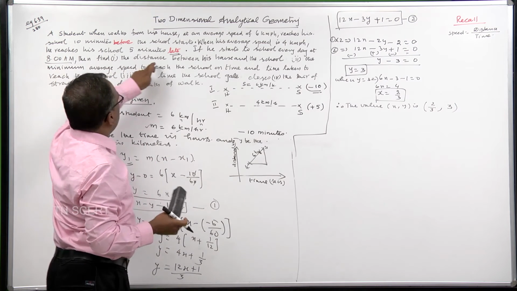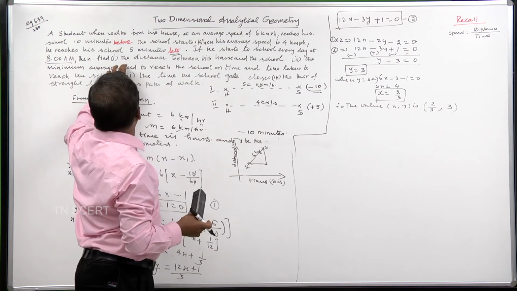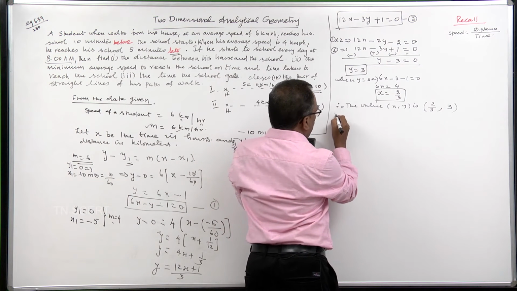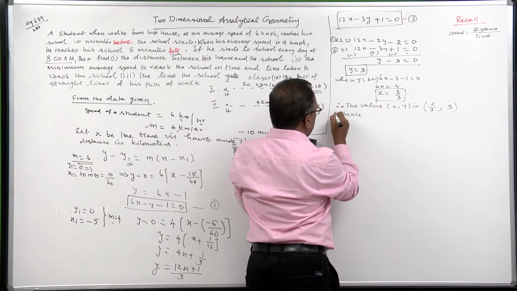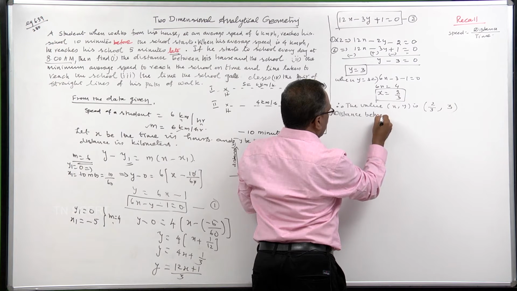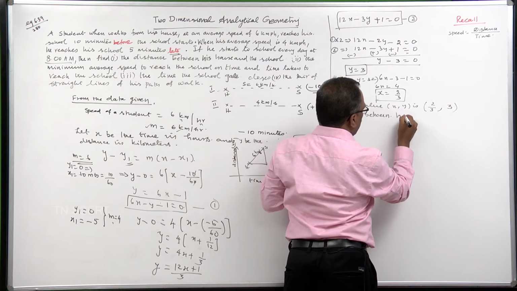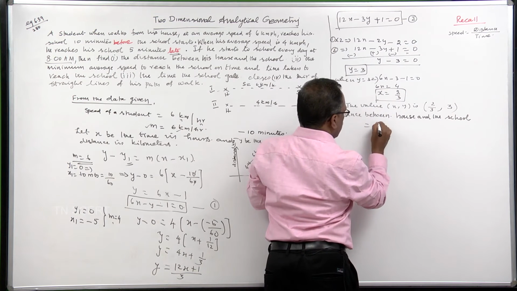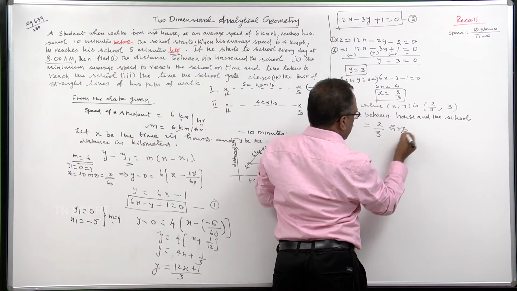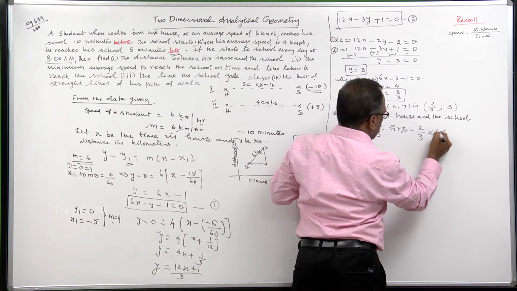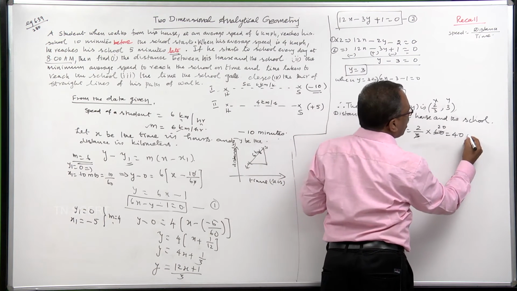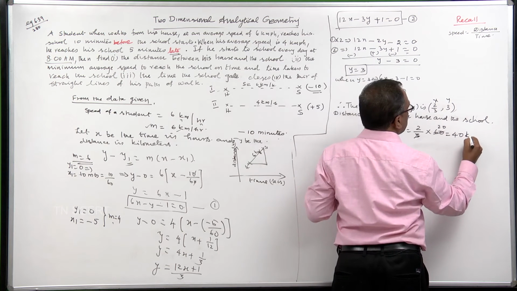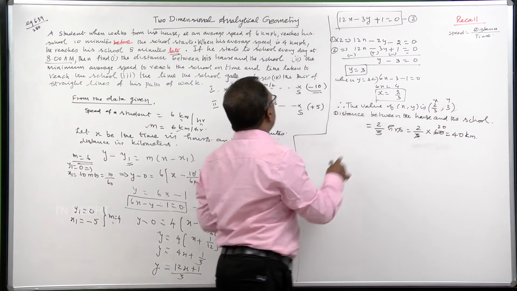So the question given is the distance between his house and the school. That is what we have to calculate. What is the distance between his house and the school? It is 2 by 3 hours. So 2 by 3 into 60, that is 40. Here it is minutes, so that means 40 minutes.